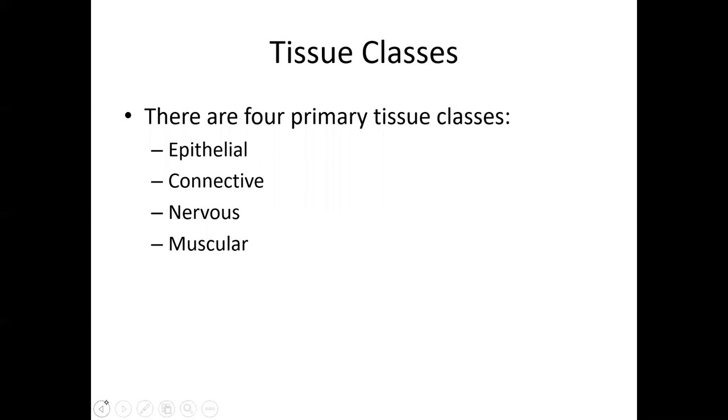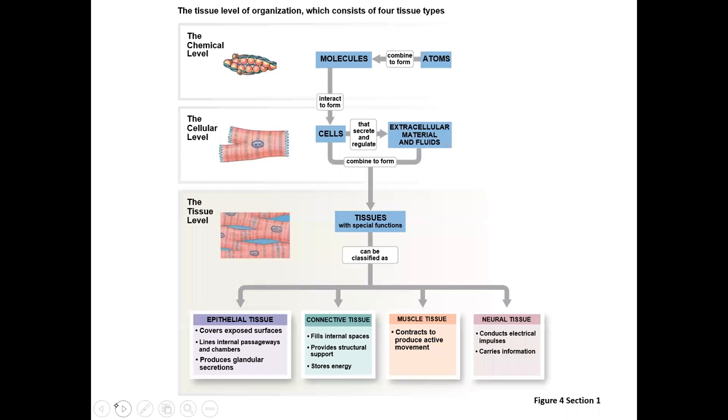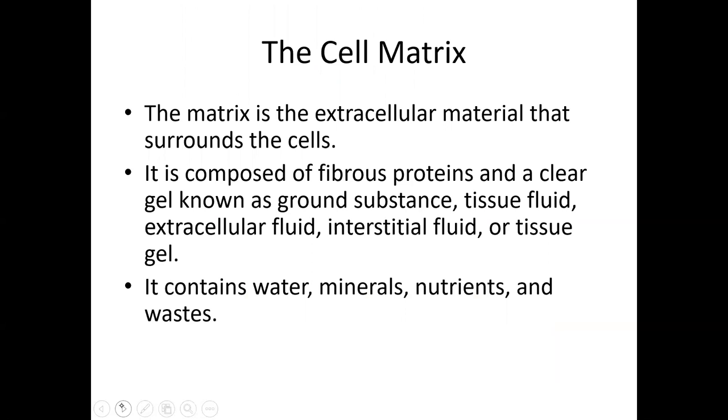Anyway, so here's our hierarchy of structure: atoms, molecules, cells, right, and our four primary tissue classes. Outside the cells, we have the cell matrix, or the extracellular matrix, proteins, and some stuff. Sometimes it's called interstitial fluid, extracellular fluid, ground substance. There's water and minerals and stuff.